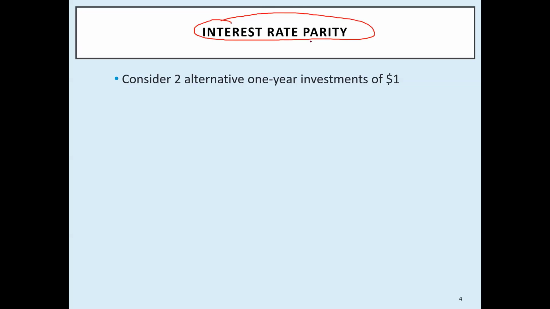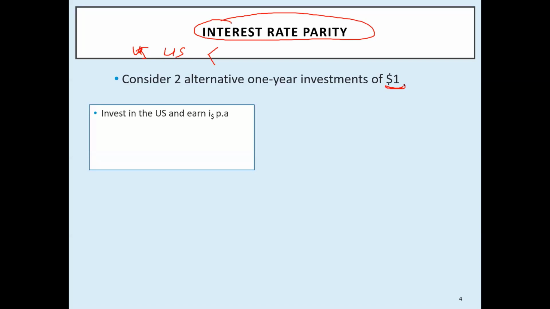So here on this slide, we're trying to derive that condition, okay? Suppose that we are a US investor. So we are a US citizen, okay? And we are looking at two different investment options. Let's say we have $1 to invest, okay? So we start with $1. Now, with option one, I could invest in the US.